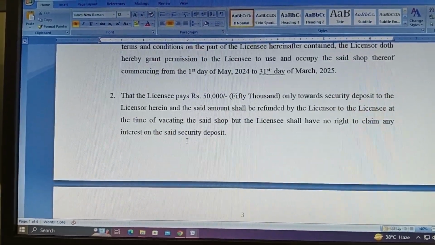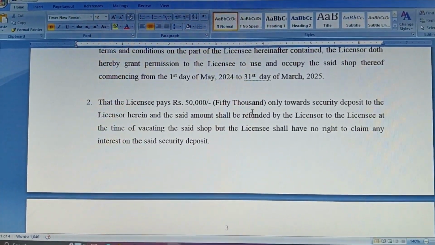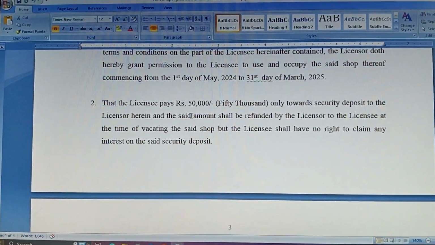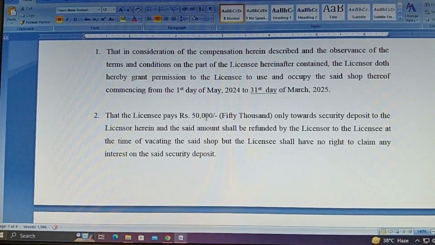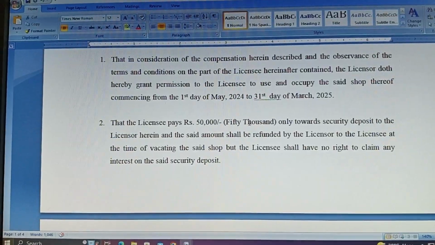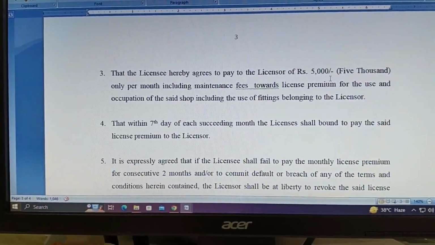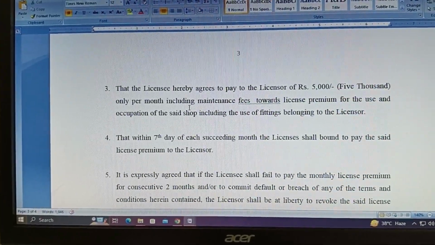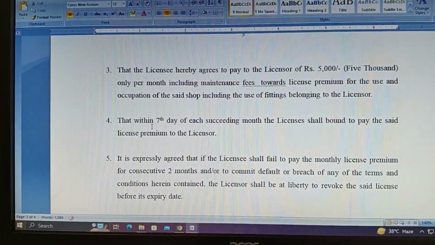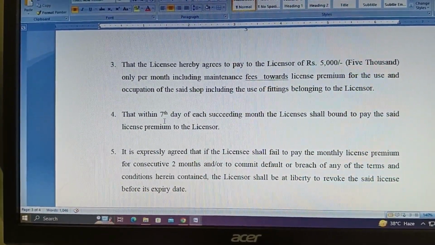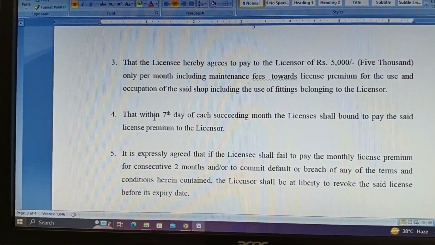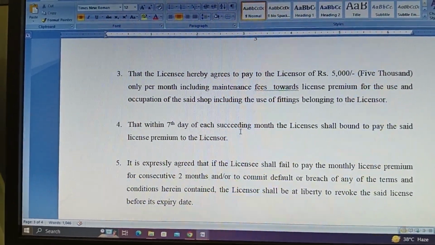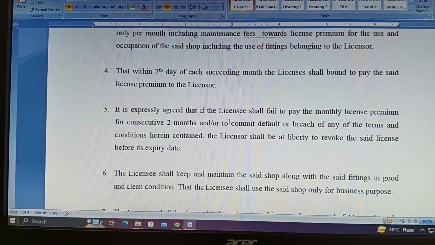Now comes the advance money. There should be advance money. The advance money in this agreement is 50,000. Here the agreement fee is written, which is 5,000, including maintenance fee, and rent should be given within the 7th day of each month.